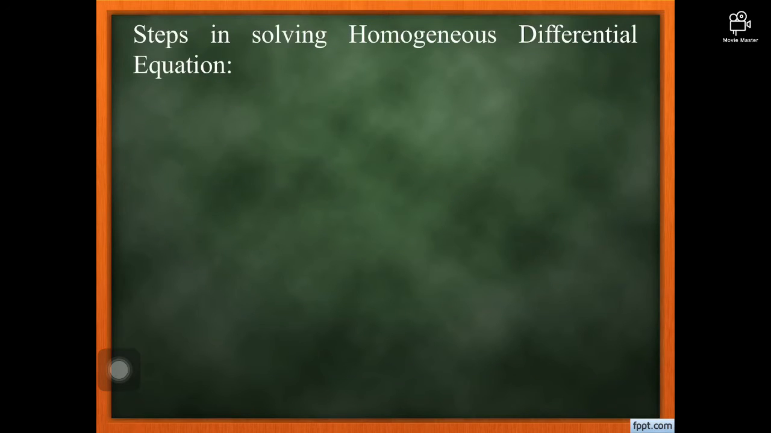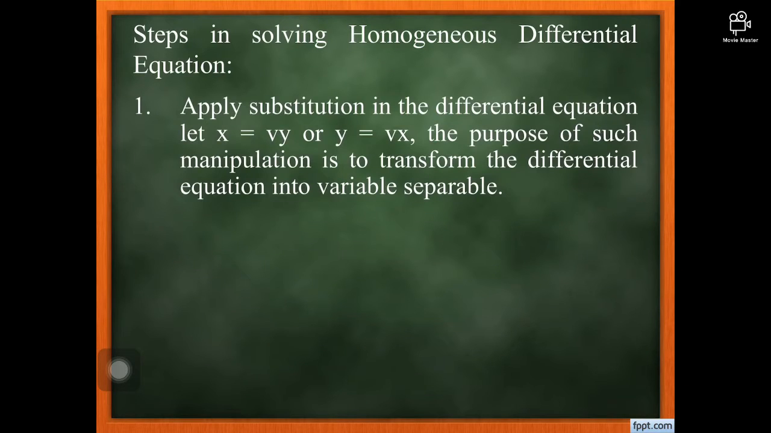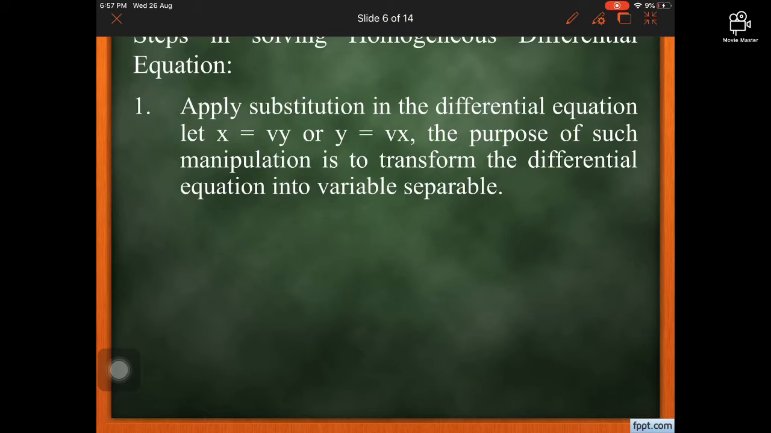Now, there are several steps in solving a homogeneous differential equation. The first is to substitute x with vy or y with vx. You just need to choose one, and the purpose of such manipulation is to transform the differential equation into variable separable. Once we have transformed it into variable separable, we need to follow the steps for variable separable.